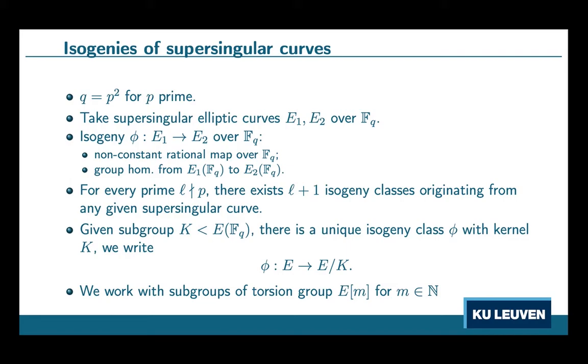Now, for every subgroup K of the group of points, we can in fact identify a unique isogeny class with that kernel. So this gives us an easy way to represent isogenies. We only have to specify their kernel, and then we can say that phi takes E to E mod K, and that's the step taken in the graph. And so we'll be particularly working with subgroups of the torsion E[m], where m is an integer, and this group is simply the group of points of E whose order divides m.